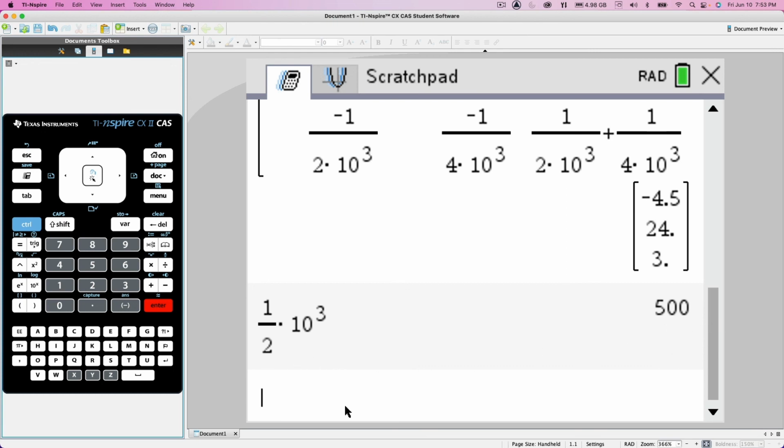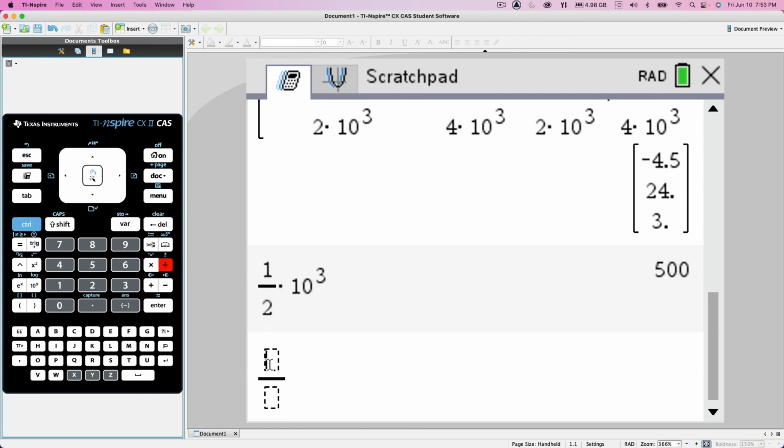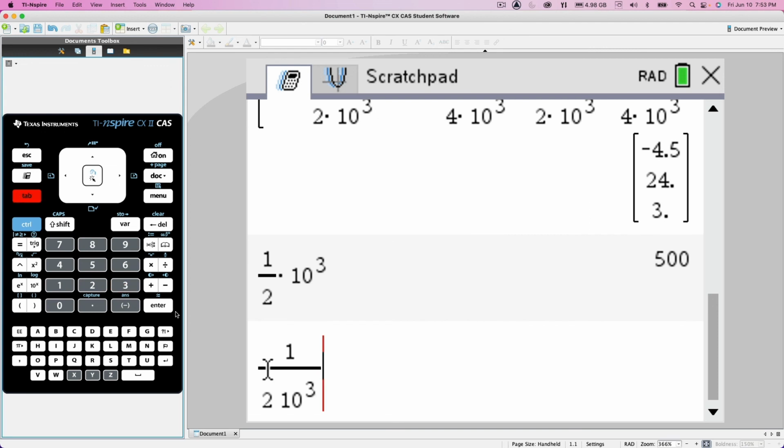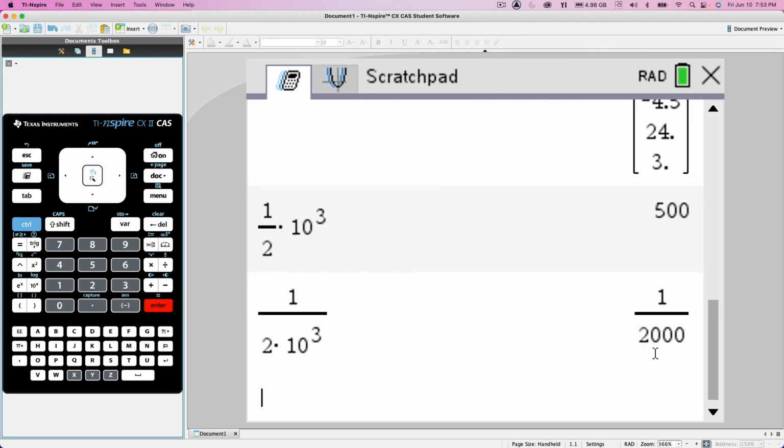So once you get used to your calculator, sometimes it's just easier to get into the habit of doing control, divide, 1, tab, 2, 10 to the third. See? It automatically sets it up. It knows exactly what you want, and you can move on, and you can add it by anything, and so on and so forth. I just thought I'd go ahead and give you that little heads up.